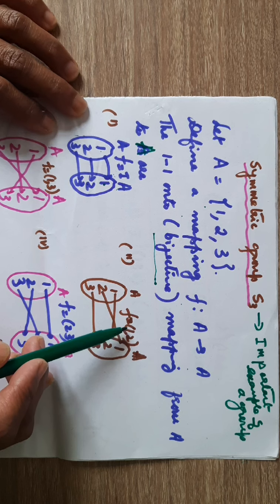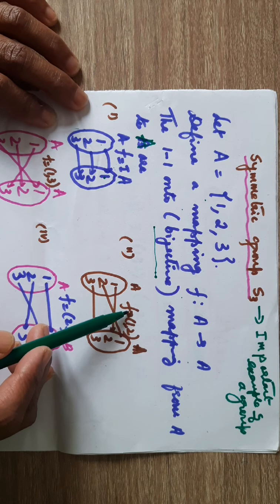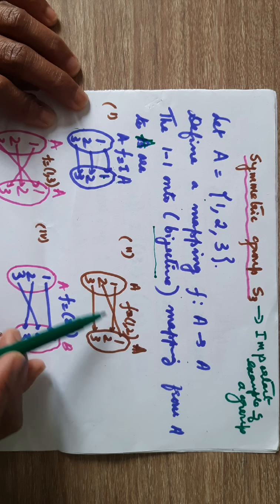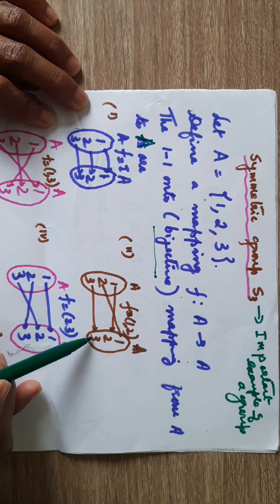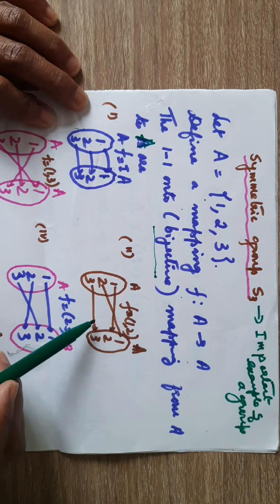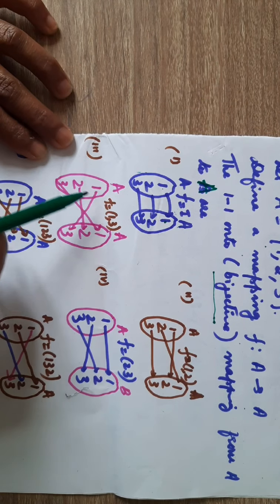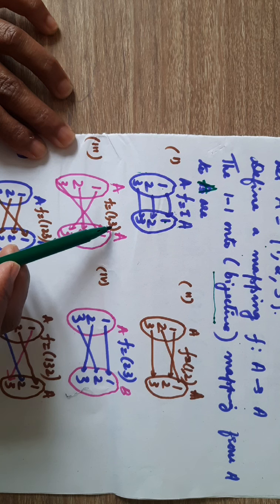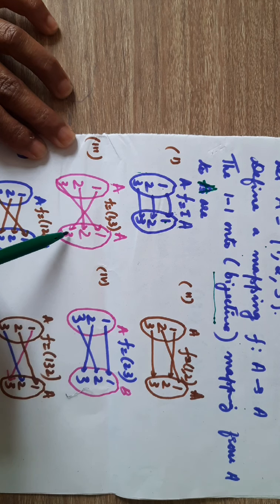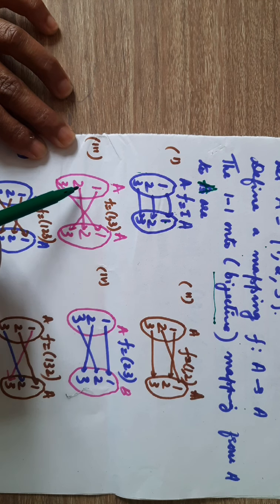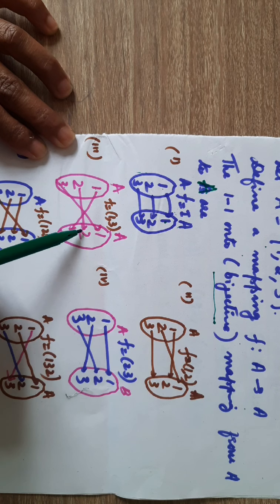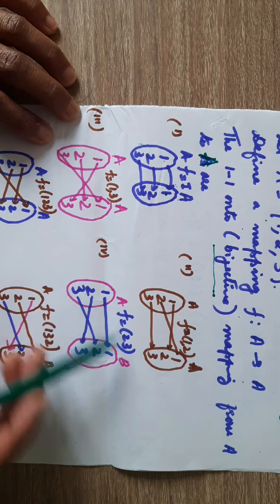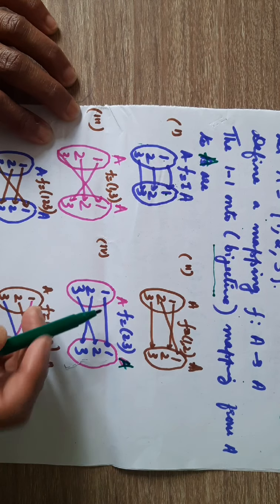F is equal to (1 2). I denote this mapping F as (1 2). Why? Because 1 is mapped to 2, 2 is mapped to 1, but 3 is fixed, that is 3 is mapped to 3. So again this is a bijective mapping. Number 3 is the mapping F equal to (1 3), which means that element 1 is mapped to 3 and 3 is mapped to 1, but the element 2 is fixed to 2 itself.